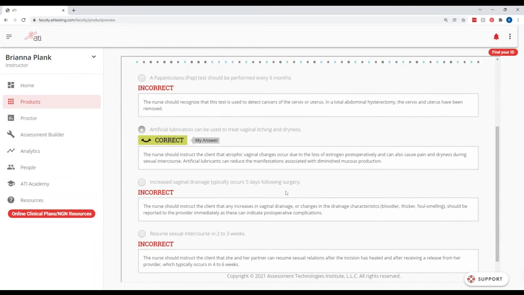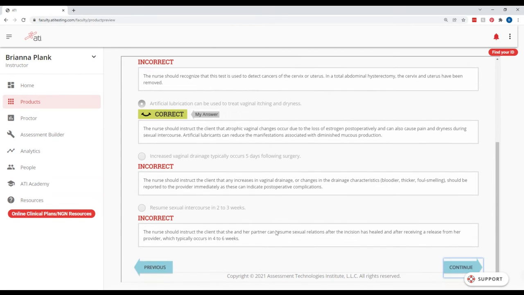We don't want to see drainage after the surgery. It can be a sign of complication. 2 to 3 weeks, so just like after a pregnancy, we're going to want them to wait at least 4 to 6 weeks to resume sexual intercourse, because the body just needs that much time to heal.